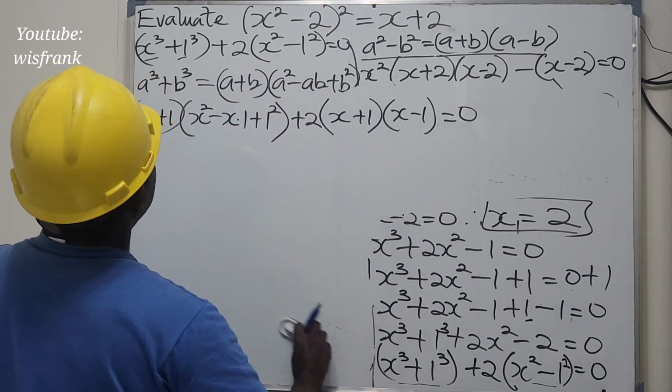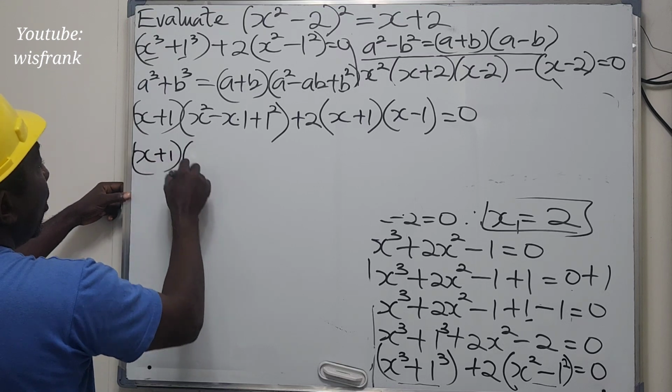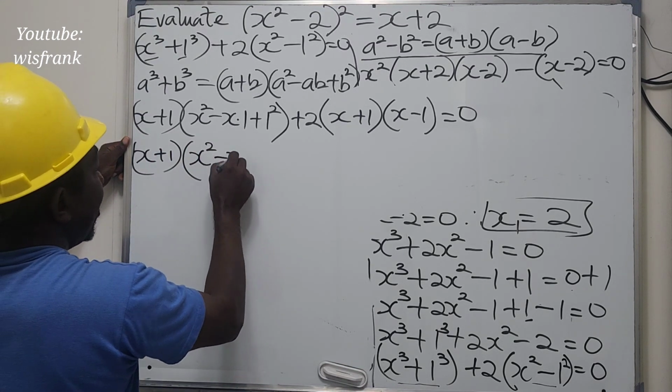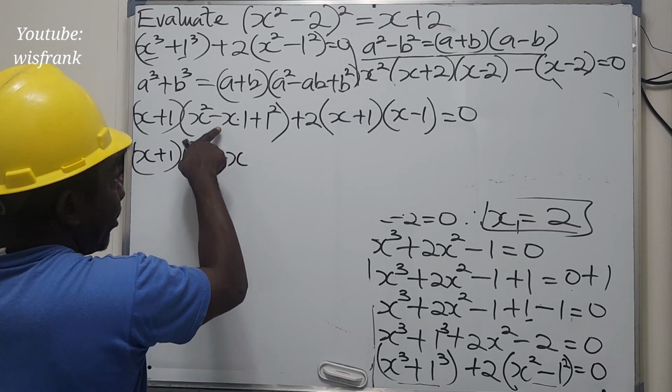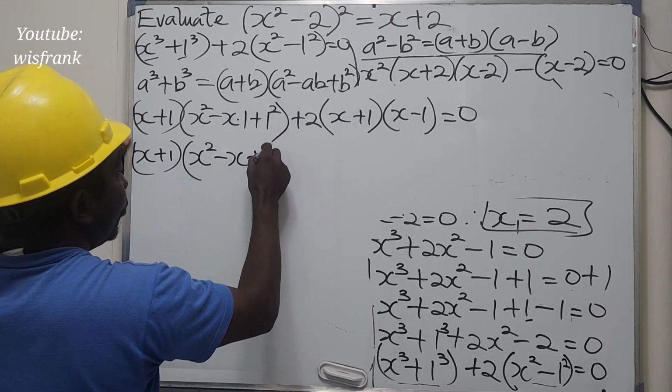So for further simplification, this will give us x plus 1 all into x to the power of 2. x times 1 is the same thing as minus x. Minus x times 1 is the same thing as minus x. Plus 1 to the power of 2 is 1.